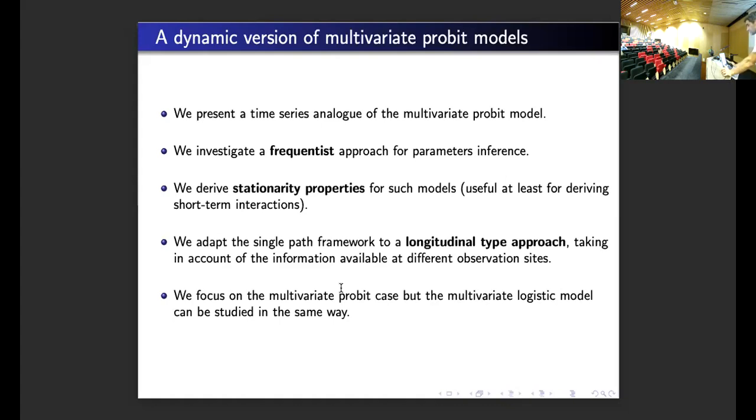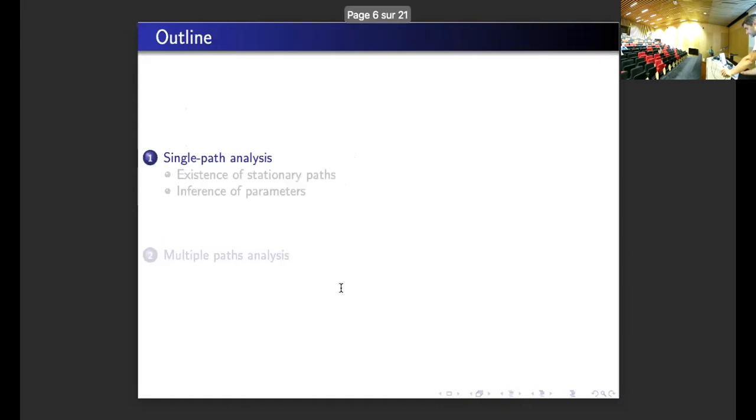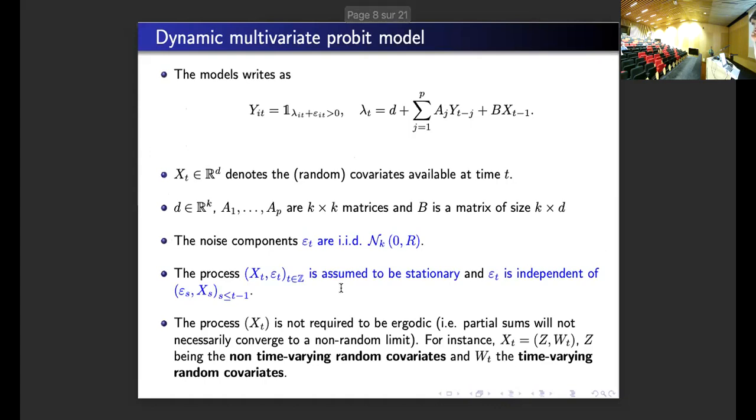We try to adapt the single path framework to the longitudinal approach. And we will start with the single path analysis. So we start with the existence of stationary paths. So here is the model that I consider. The Y at time t for the species i is given by 1 if and only if lambda_it plus the epsilon_it is positive, where lambda_it is a linear combination of past values of the absence-presence data plus a linear combination of some covariates. And the noise is simply a multivariate Gaussian with mean 0 and correlation matrix.